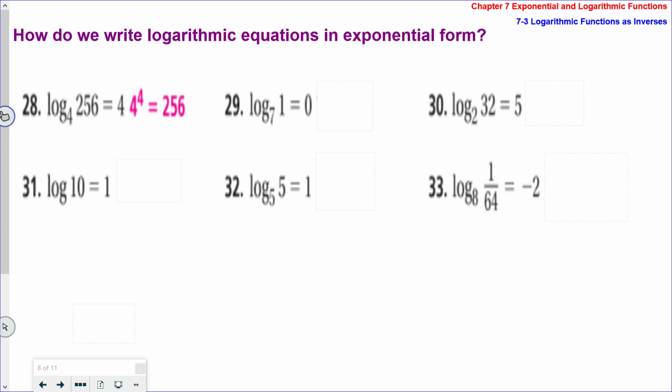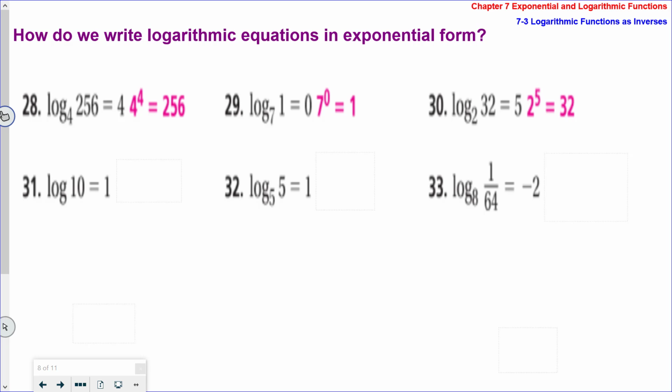How about 29? Maria G. Is it 7 to the first equals 0? It is not. What's the base? 7. What's the exponent? Oh, 0. So then equals 1. Yes. So 7 to the 0 power equals 1. As you all know, anything raised to the 0 power is 1. 30. Allison.